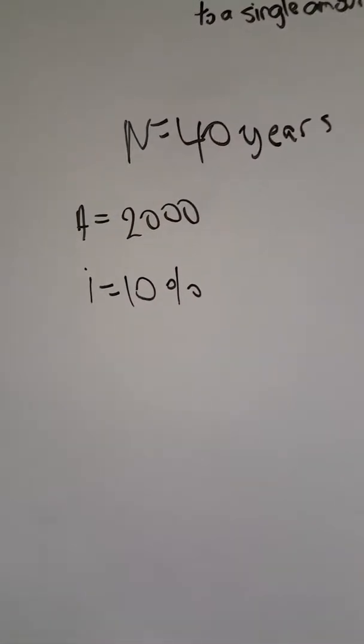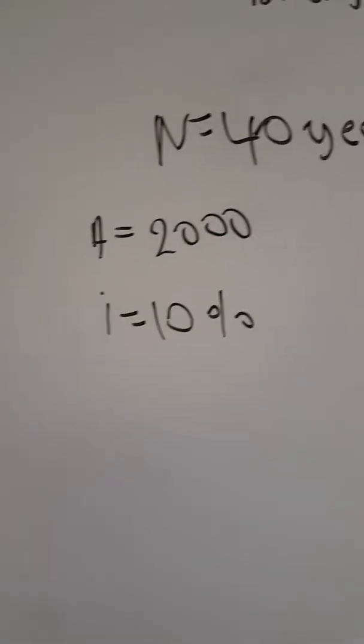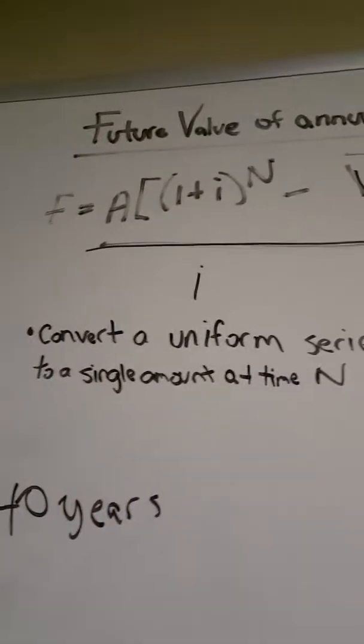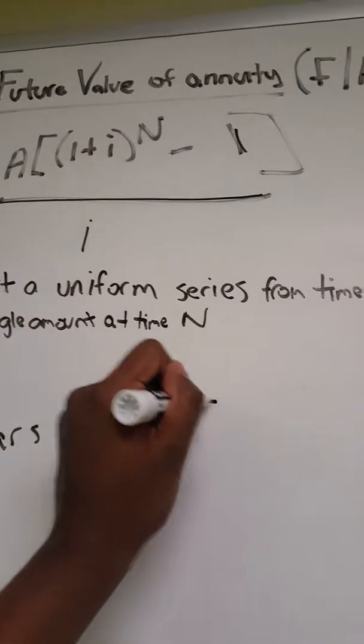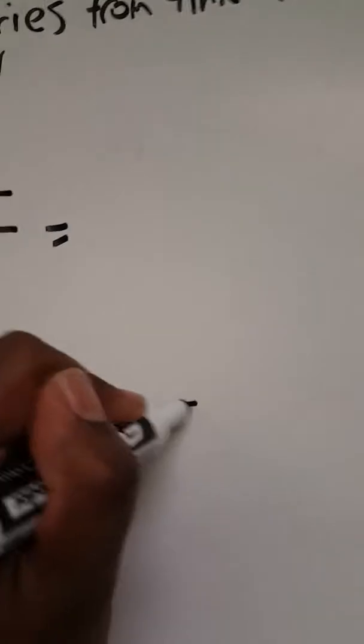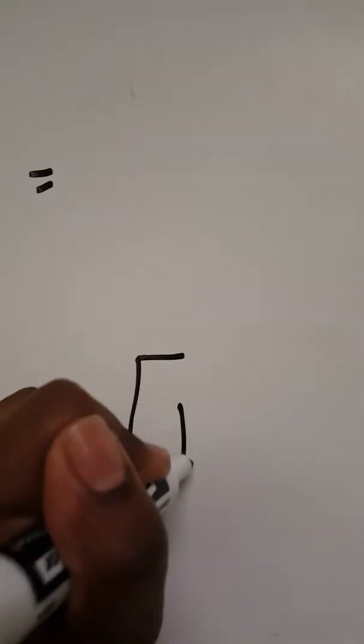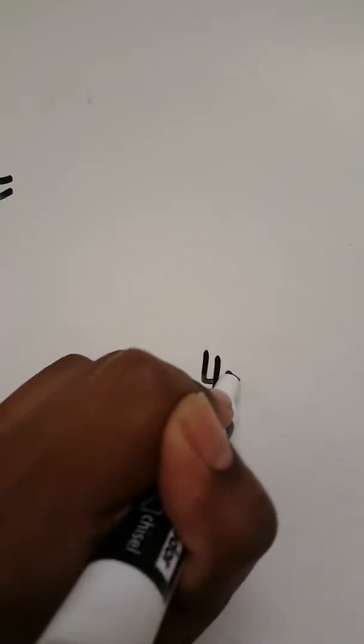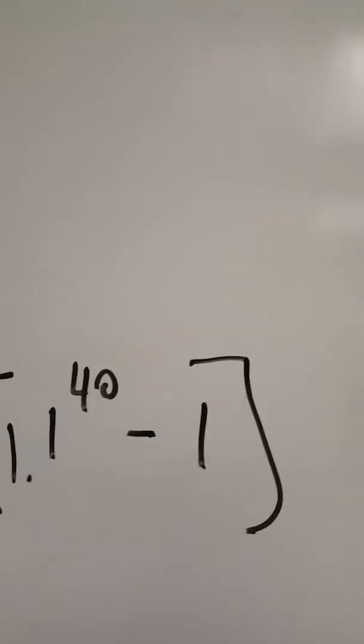How do we use this formula? Well, first, we got to set it up with the numbers we have up here. So our future value F is going to be equal to 2,000 multiplied by (1.1 to the power of 40 minus 1) close parentheses over your interest of 0.1.